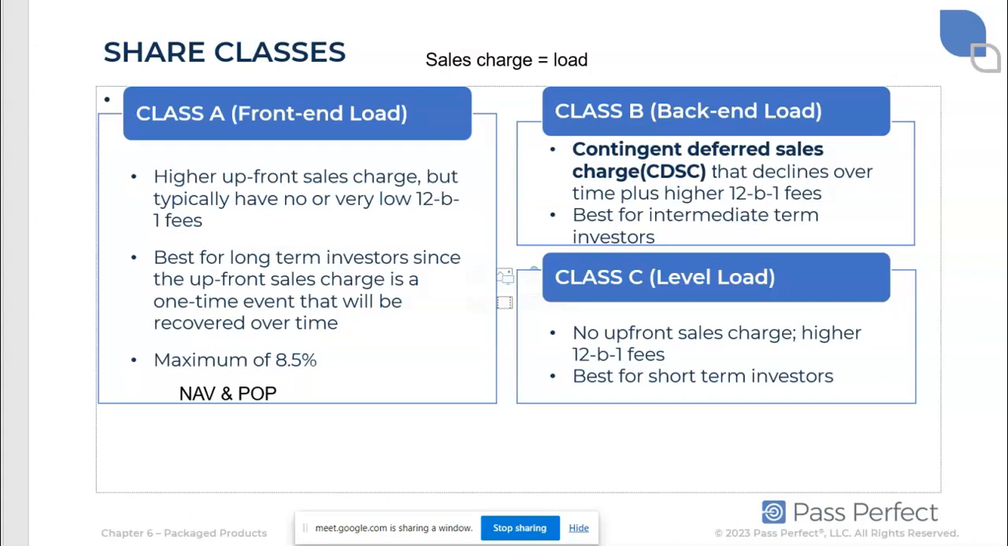Now, FINRA does have a rule. FINRA's maximum upfront sales charge is 8.5% of the public offering price. So if you ever get a price quote and you see that the difference between the NAV and the POP is more than 8.5%, you know that cannot legally be an open-end fund. Right? If it can't be an open-end fund, what could it be? Can you tell me?